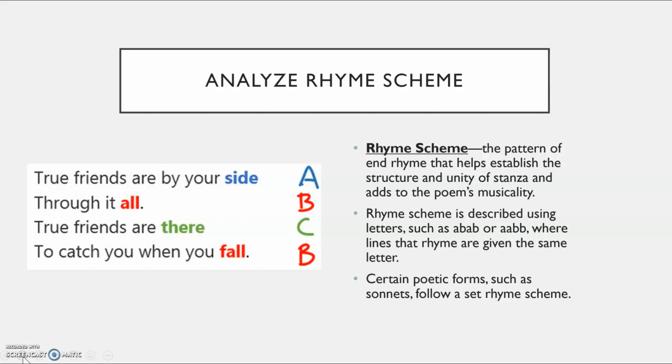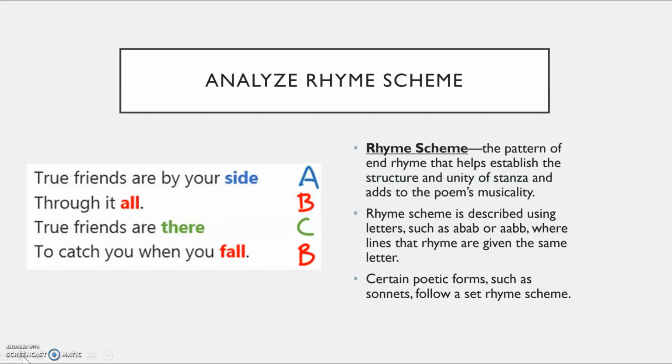Analyzing rhyme scheme. Rhyme scheme is the pattern of end rhyme that helps establish the structure and unity of a stanza and adds to the poem's musicality. Rhyme scheme is described using letters such as ABAB or AABB, where lines that rhyme are given the same letter.